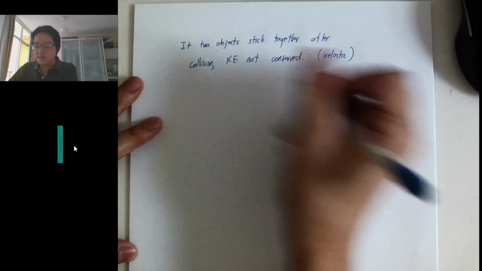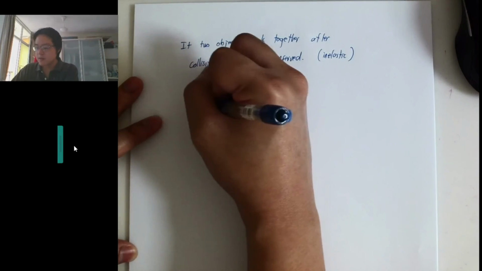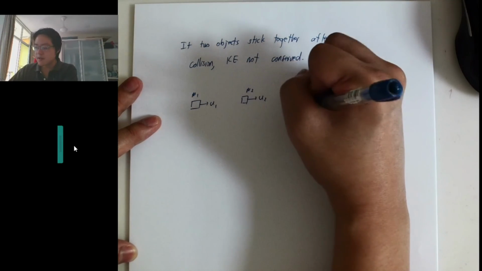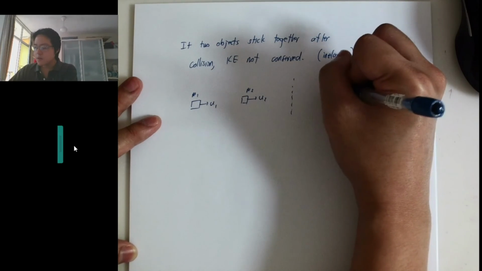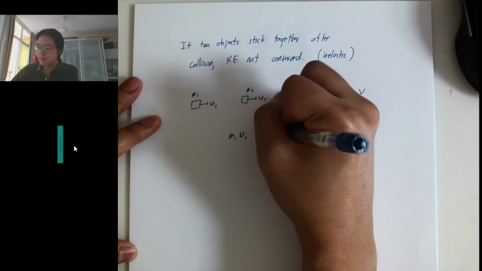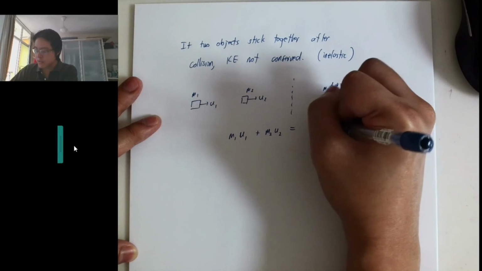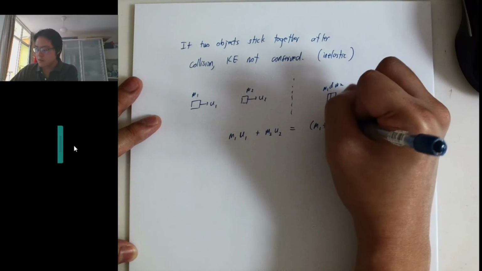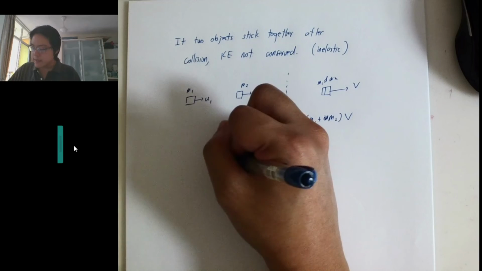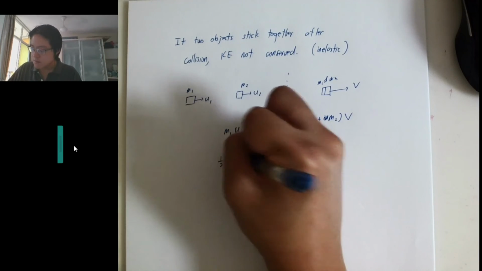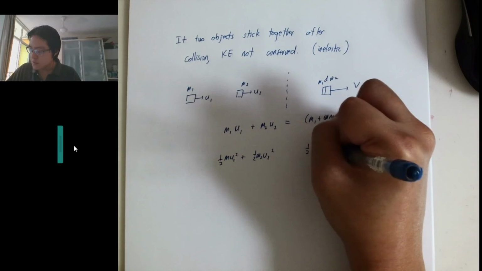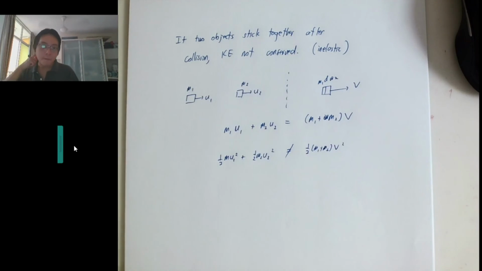Okay, for this situation, I have M1, U1, and then I have M2, U2, and after they collide, they just stick together, M1 and M2, and they move at the same velocity v. So M1 U1 plus M2 U2 is equal to (M1 plus M2) times the final velocity. Then the kinetic energy is not equal. The final kinetic energy is half (M1 plus M2) v squared. So this is not equal.